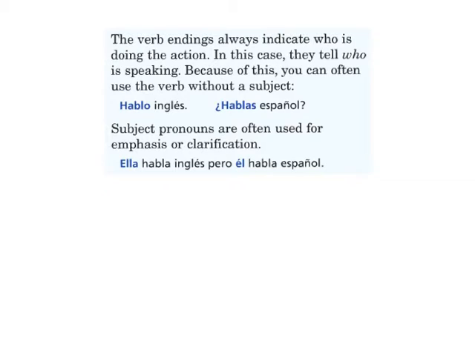Okay, the last thing that I want to talk about here is that the verb endings indicate who is doing the action. Okay, let's go ahead and highlight that in our notes. The verb endings always indicate who is doing the action. So they tell you who is speaking in these examples here. Because of this, we can often use the verb without a subject. So we know that the O ending is from yo. It can only be yo. So it can only be talking about I.